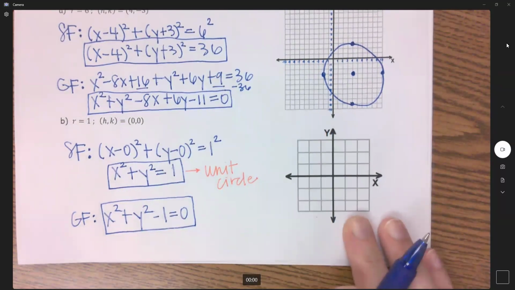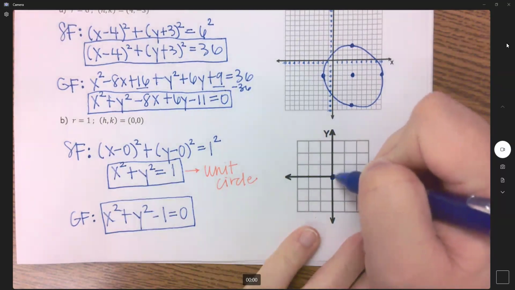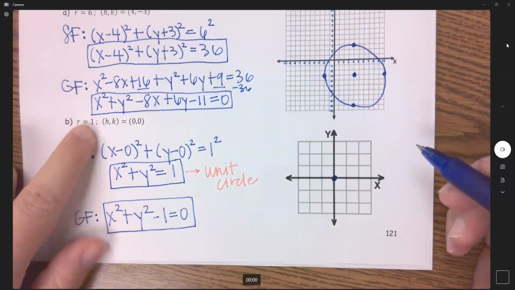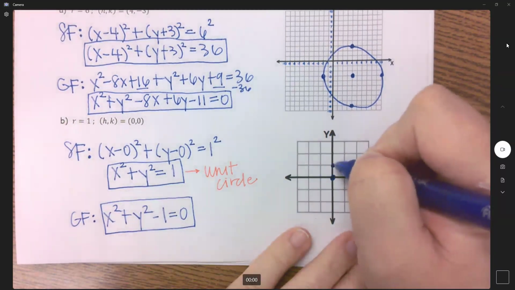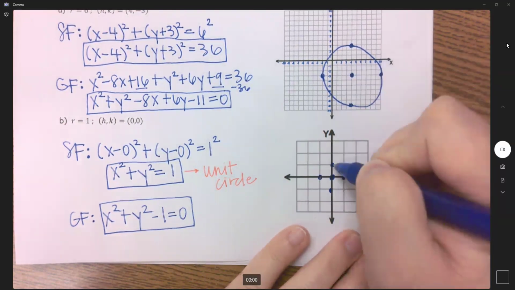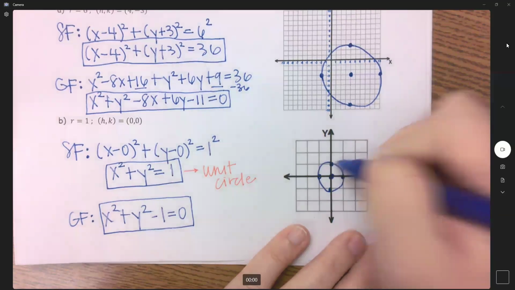So now to graph, start with your center. We're going to have a little baby circle here. We're going to go up, down, left, and right 1. And make the best circle you can.